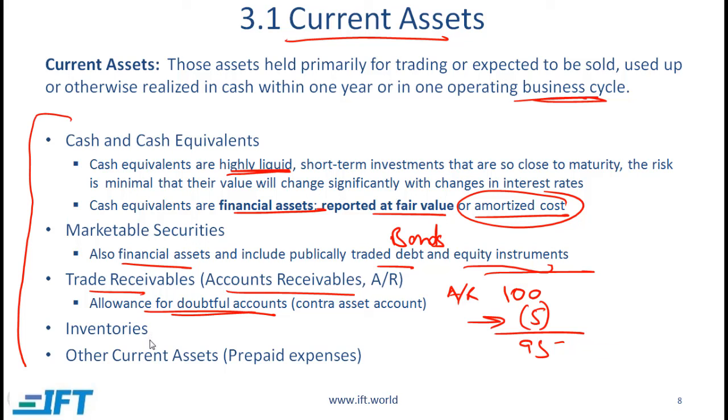Inventories are also considered a current asset, and this item, inventories, will be discussed in a lot more detail in a later reading. Other current assets such as prepaid expenses are also shown on the balance sheet as a current asset. If you have a rent expense for a given period and that rent is paid right up front, that is an asset because now you do not need to pay that expense once it has been paid.